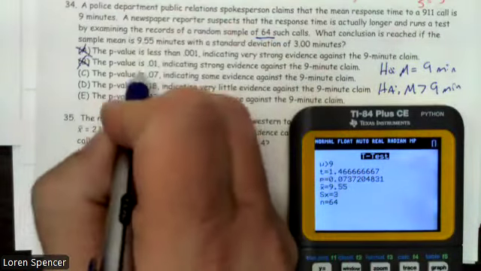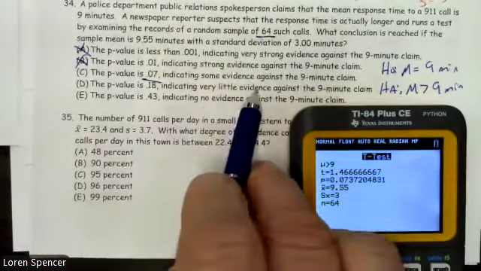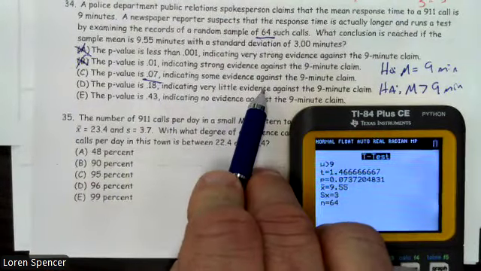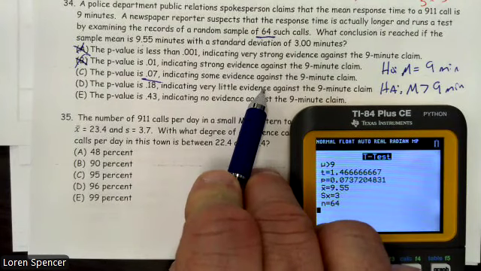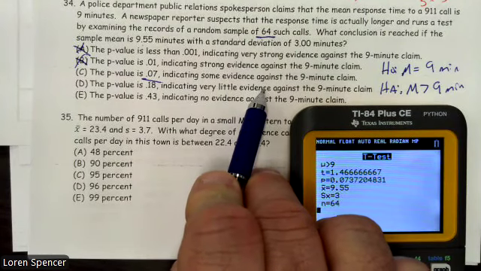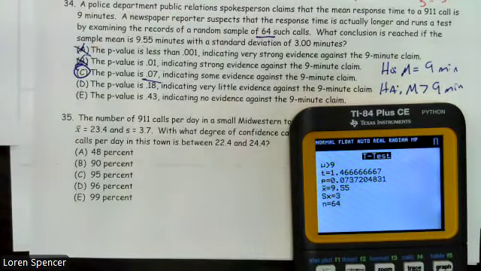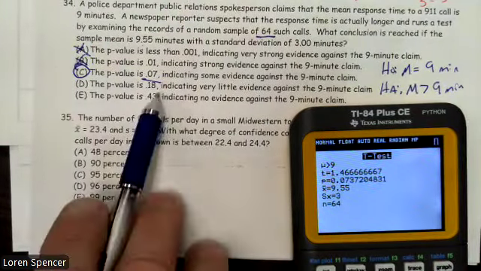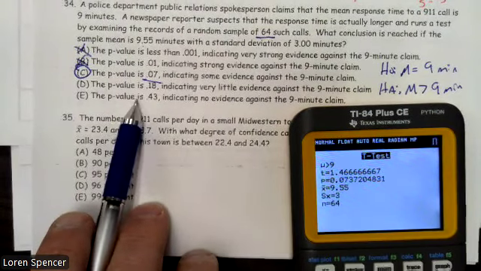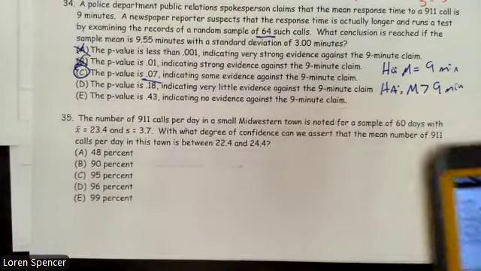The p-value is 0.07, indicating some evidence. Yes, it has evidence, and it's actually somewhat significant, but it's not super significant, but it is significant, and that's our best answer, because the rest of these are the wrong p-values. Okay, they're not even close.